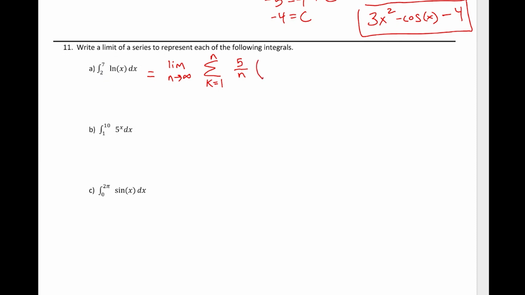The height is going to be 2, which is where the lower bound is, plus 5 over n k. So basically what we're doing is we're incrementing one at a time. We're moving to the right 5 over n units. So if you're just trying to put all this together, this is our answer. There's nothing more we need to do here. Okay, we're saying there's n rectangles.